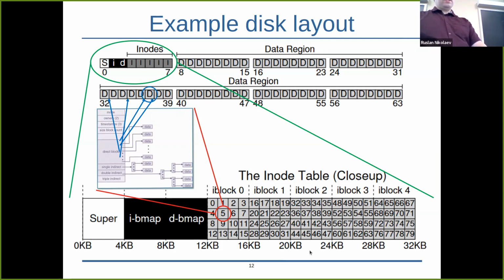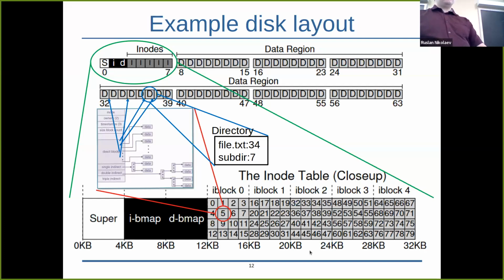So basically you have some blocks here, mapping for direct blocks. And let's say in this block, maybe the inode was for a directory. And that directory contained information about some other files. Remember, a directory is a special file which contains information about other files. So that will be a file.txt name and corresponding inode 34, or a subdirectory and corresponding inode number 7.